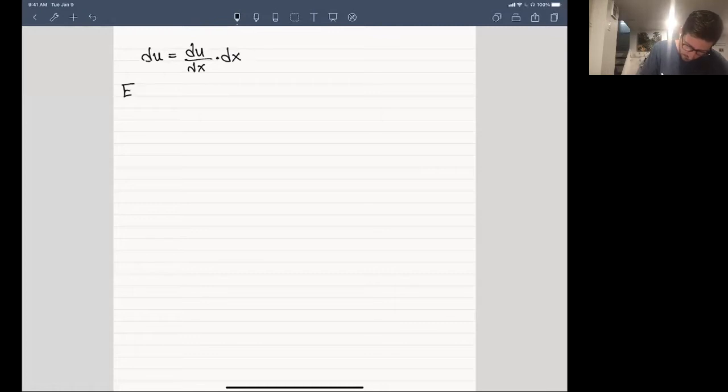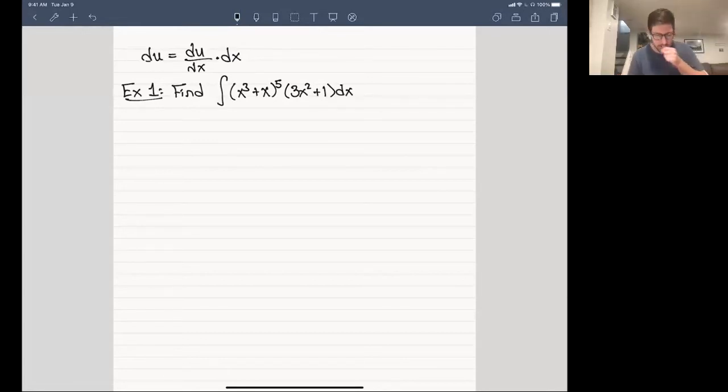So let's say example 1. So let's find the antiderivative, all possible antiderivatives, the indefinite integral of (x cubed plus x) to the power of 5 times (3x squared plus 1) dx. Okay, so that's a pretty hairy function, right? It's not pretty, it's quite ugly. And just on the surface, I'm not really sure what the antiderivative is.